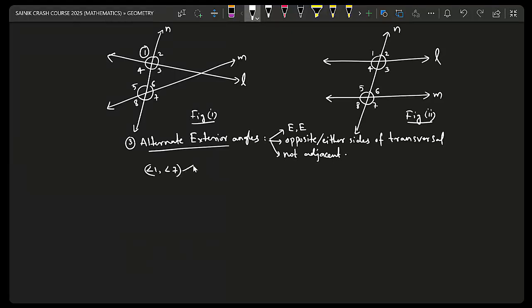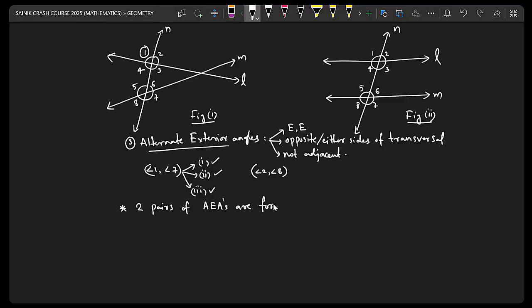Let us check the first condition. Are they both exterior? Yes, sir. Second condition, are they lying on either sides of the transversal? Yes, sir. And third condition, are they adjacent? No, sir. So the third condition is also true. Other than 1 and 7, can you say any other pair? Sir, 2, 8. Very good, angle 2 and angle 8. Okay Abhyuday, very good answer. You can mute. Now, how many pairs are formed? When two lines are intersected by a transversal, two pairs of alternate exterior angles are formed.